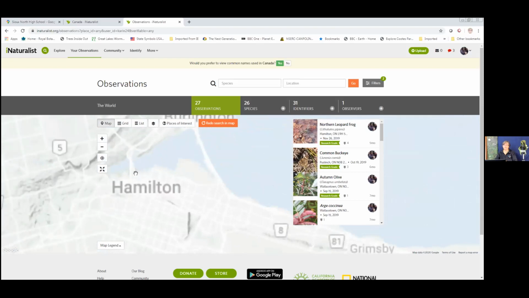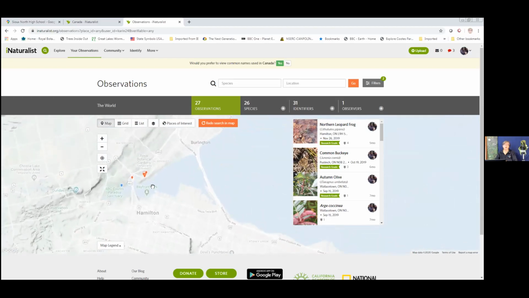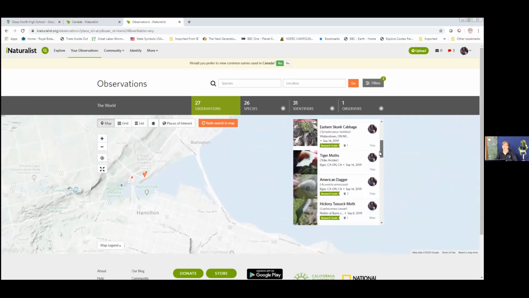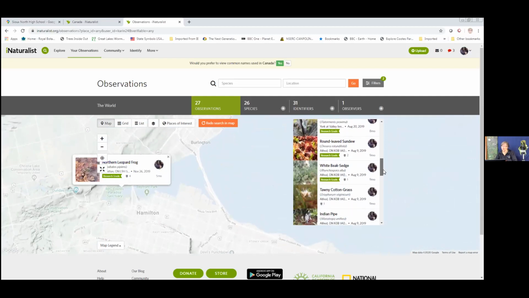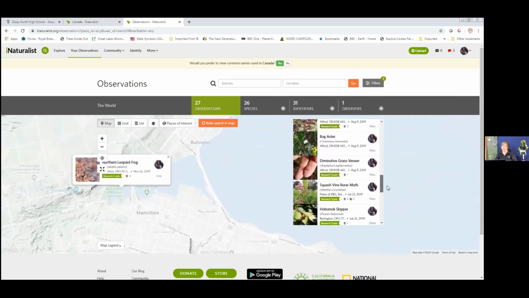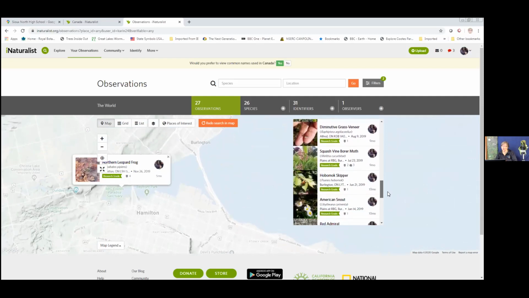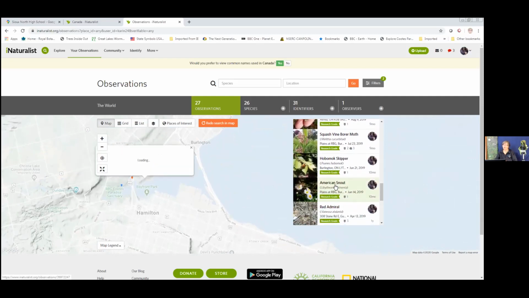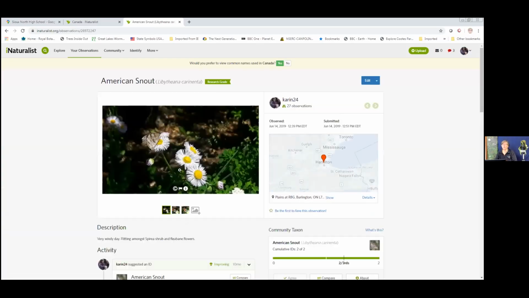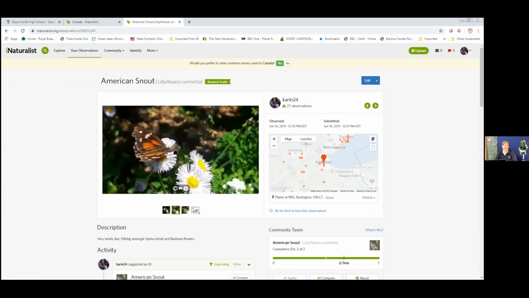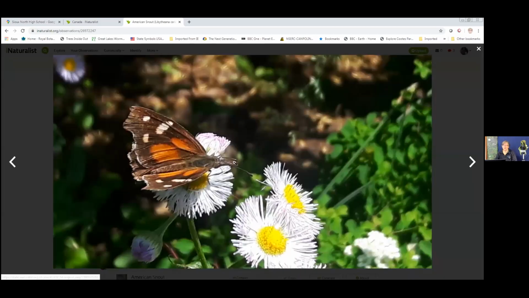One of my observations that I happened to come across was so unique. It was actually a very rare butterfly. And I'm just trying to see if I can find it. Ah, there it is. It's called the American snout, and it's a type of butterfly. And what's really cool about it is it has a long little snout, and you can see right there.